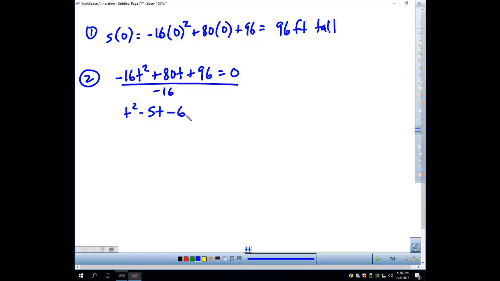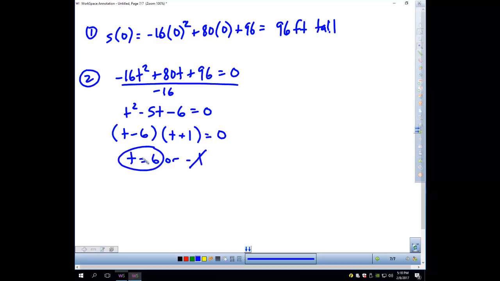We'll get 2 solutions again for this. T minus 6, t plus 1, which gives us t equals 6, t equals negative 1. Negative 1 again doesn't really make a lot of sense. So the ball hits the ground 6 seconds after I throw it up into the air. 6 seconds of hang time, if you will, before that ball hits the ground. That's question number 2. Again, if you need to stop, go back, look at these a little bit. You can always pause and rewind this as you need to.